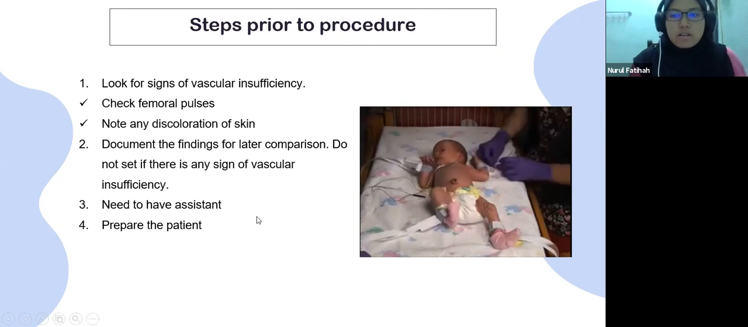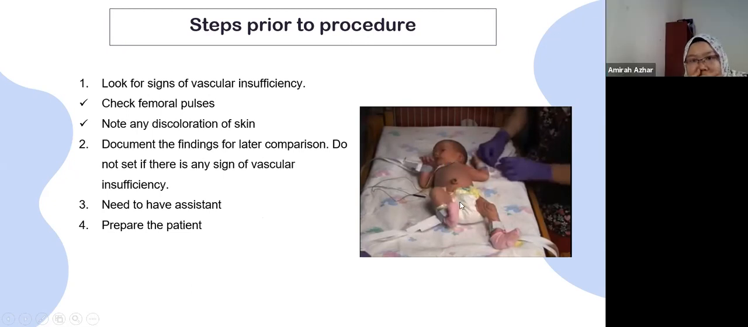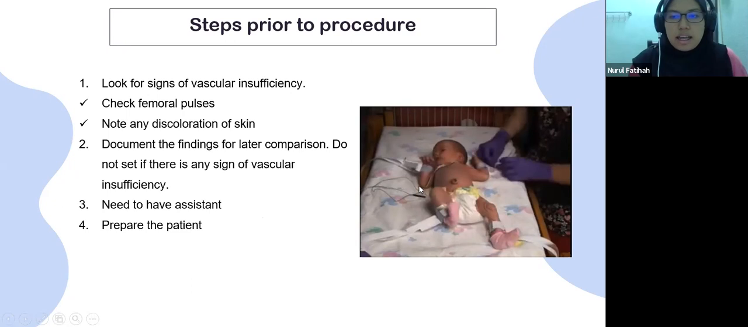After you obtain the consent from the parents, you are now ready to prepare the patient. The infant should be lying in supine position, and both their arms and legs should be secured because we want to avoid movement that might contaminate the sterile field.